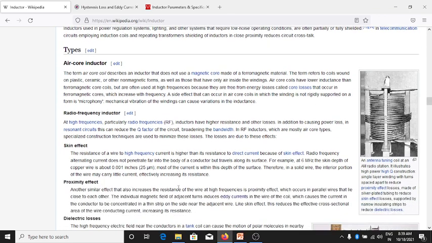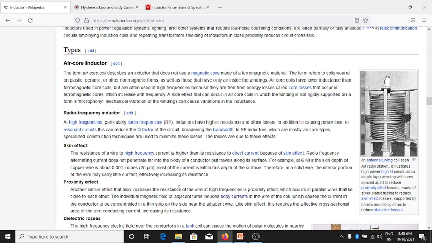Clear? There are different types of inductors. First is the air core inductor. The term air core coil describes an inductor that does not use a magnetic core made of a ferromagnetic material. The term refers to coils wound on plastic, ceramic, or other non-magnetic forms, as well as those that have only air inside the windings.